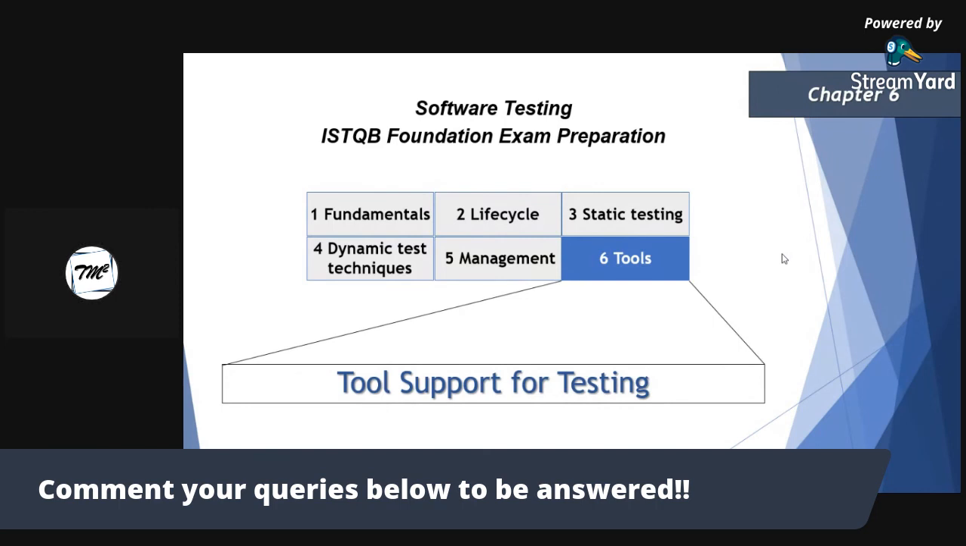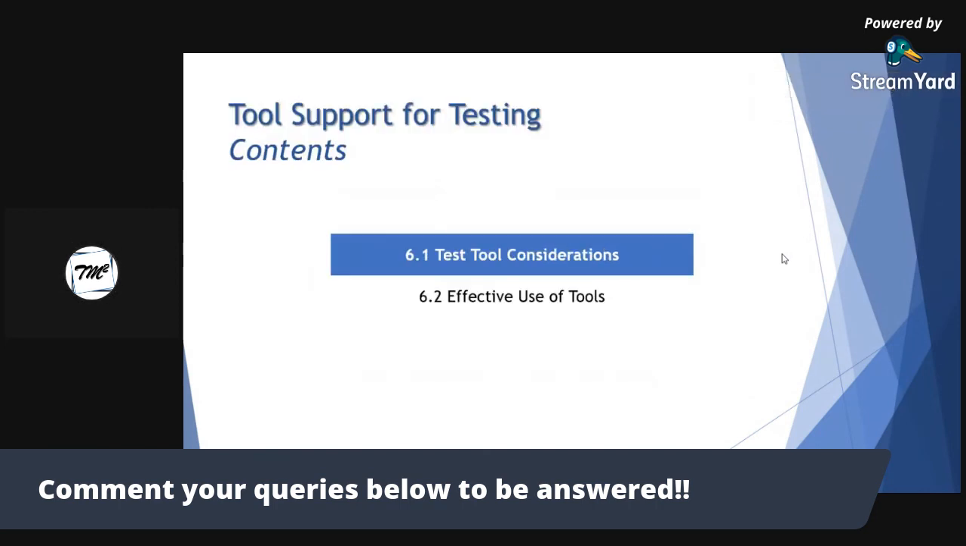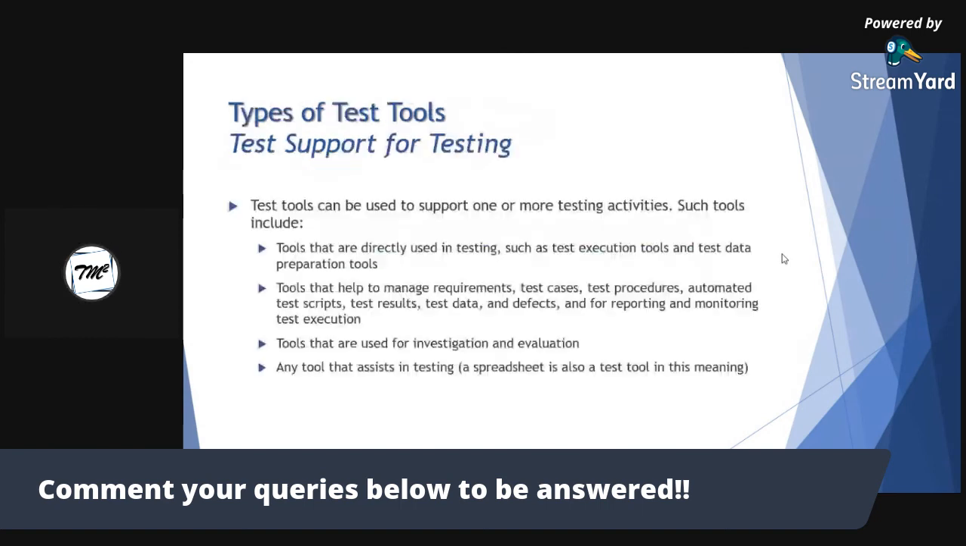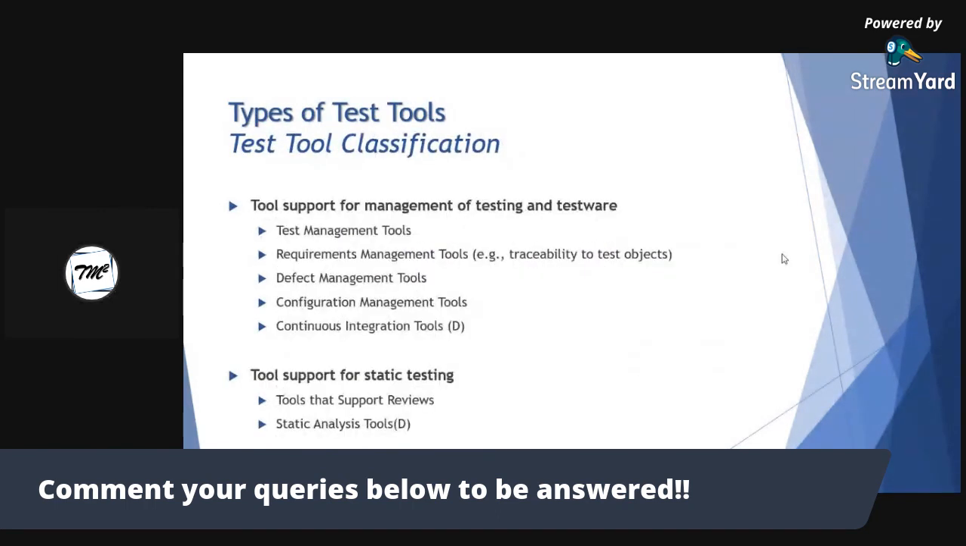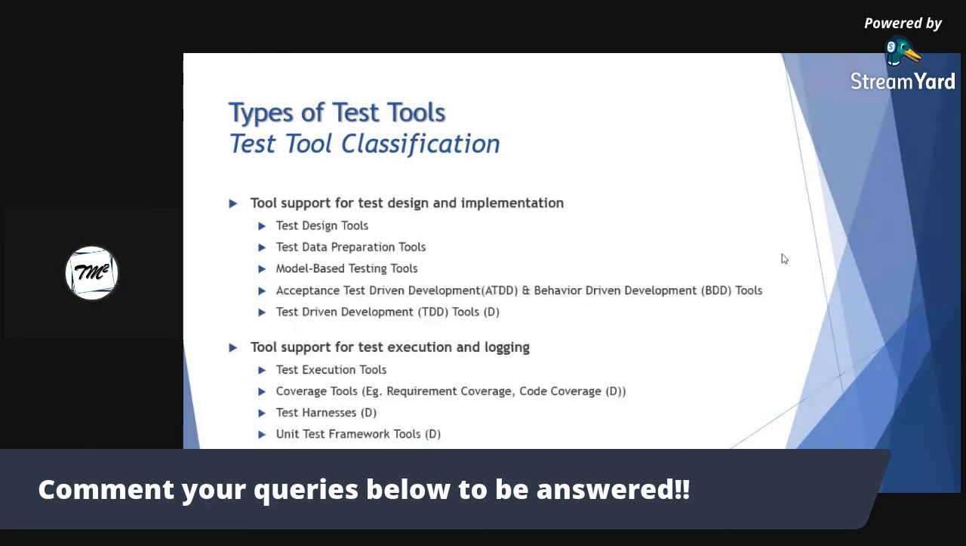So this chapter will have the test tool classification, where the first topic comes from the understanding and consideration of the classification. So the tool categorization is provided to you here: tool support for management of testing and testware, tool support for static testing, tool support for test design and implementation, tool support for test execution and logging. So there are a lot of tools which are categorized under this.